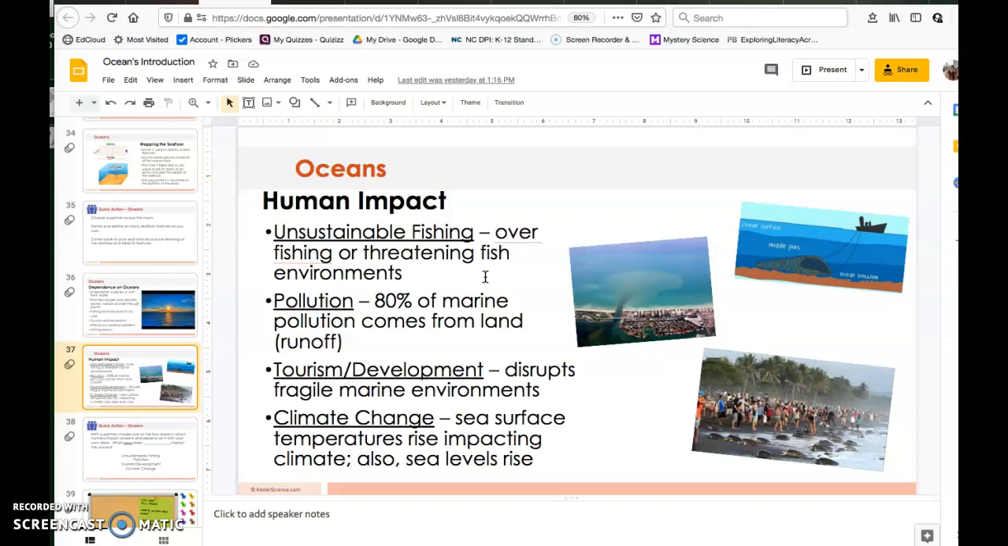And lastly, climate change. Our sea surface temperatures rise, impacting climate change, because remember, we're storing that thermal energy instead of reflecting it back into the earth. Also, sea level rise, which we will talk a bunch about in earth and environmental science. But it's an issue. As the sea level rises, that becomes an issue for humans. We're having more flooding, as well as the organisms that live in the ocean too.